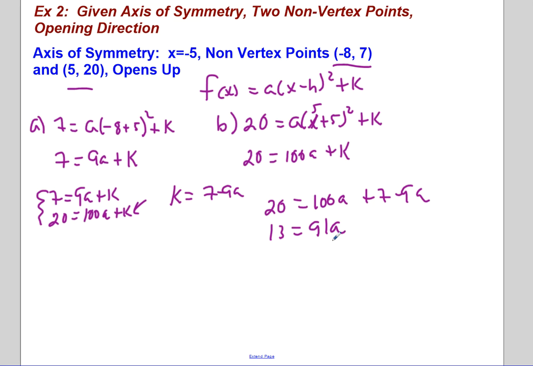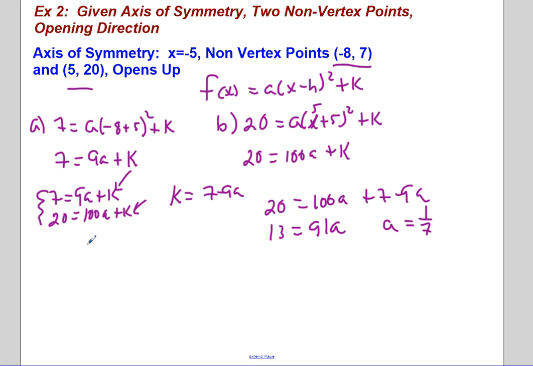Well, 13 goes into 91. That's going to be 7 times, 70 plus 21. So a is going to be equal to 1/7. Okay? That sounds good, and it is positive. So now all we've got to do is just plug in to find our k. Well, let's just go in and plug it in right here. Okay? We'll plug it into this one.